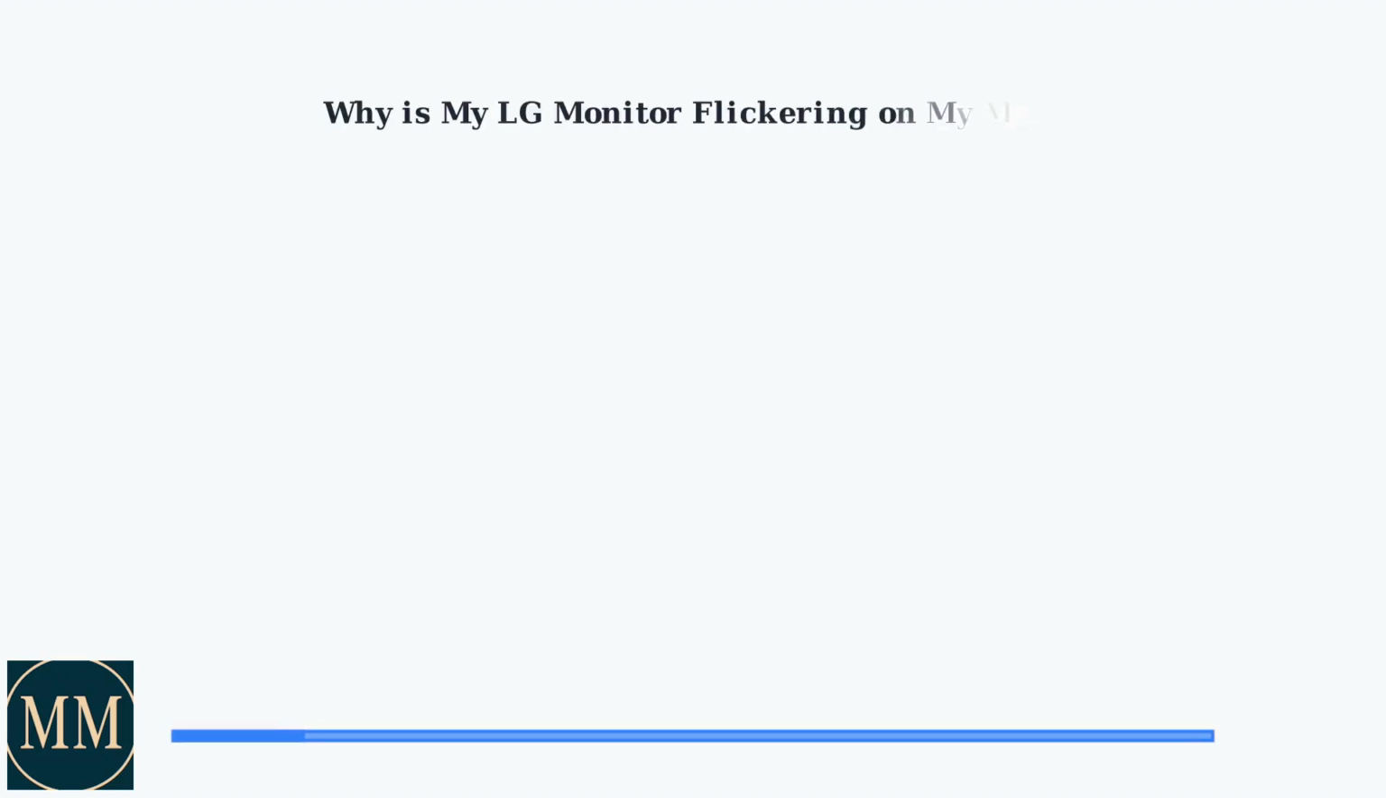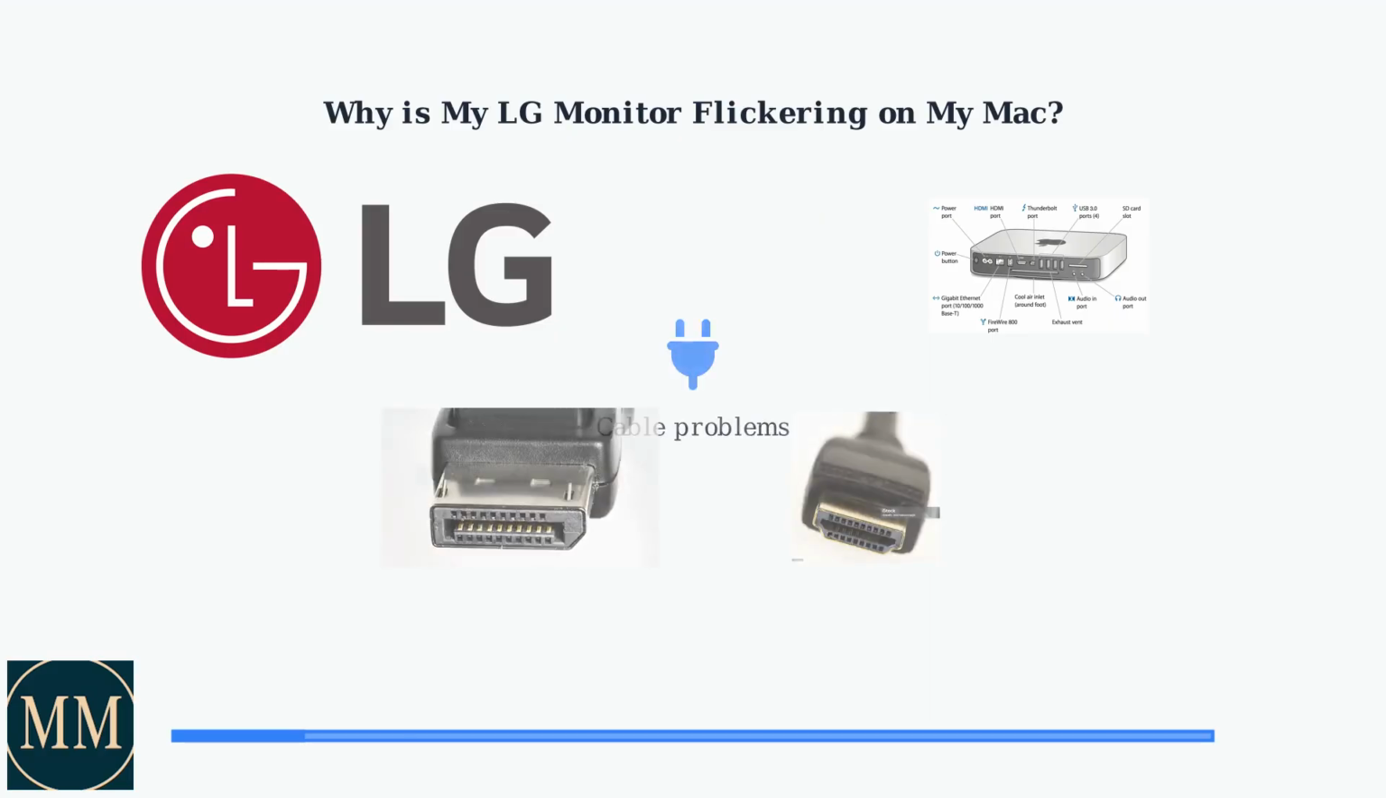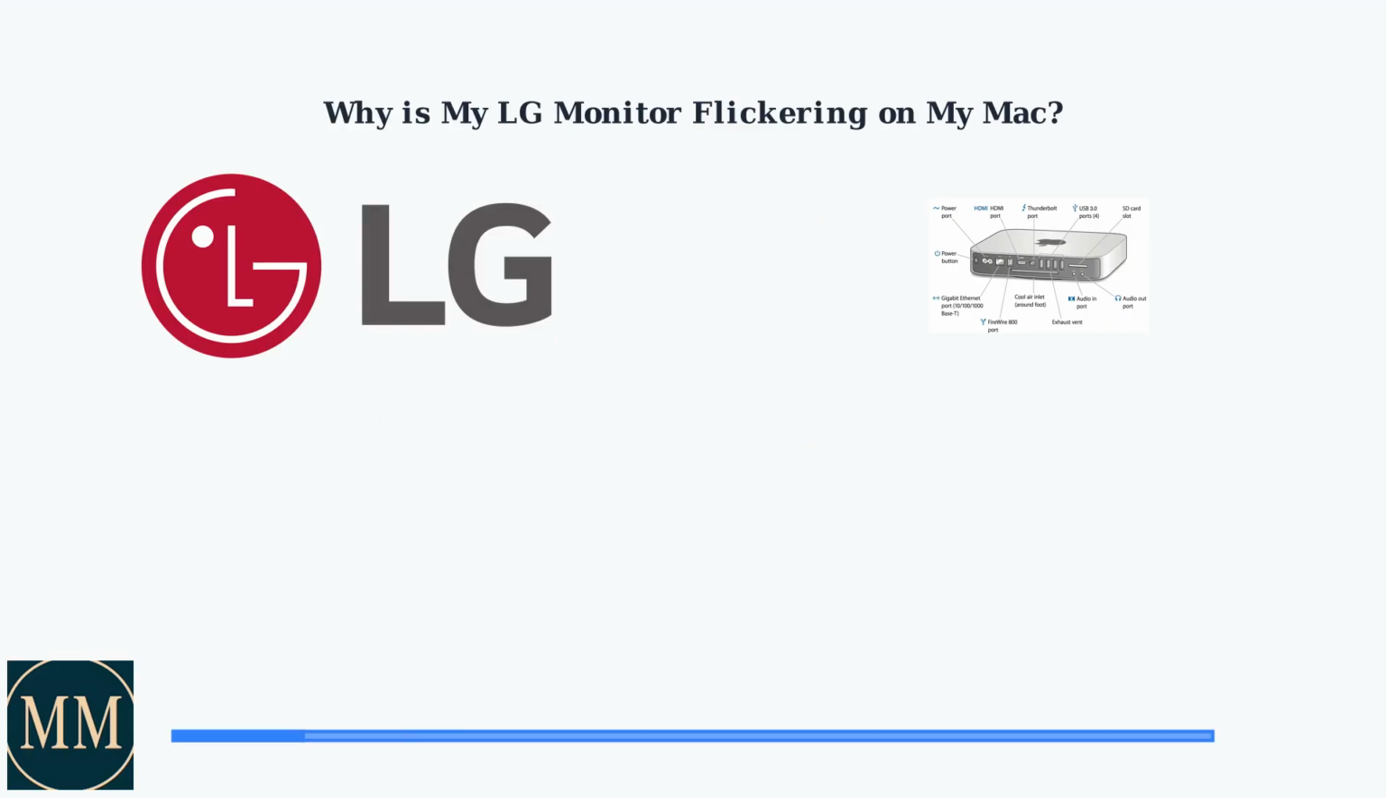LG monitor flickering on Macs is a common issue usually caused by refresh rate mismatches, cable problems, or macOS glitches. Often the Mac struggles with the monitor's default settings. Refresh rate mismatches occur when the monitor's high refresh rate conflicts with Mac settings. Cable problems happen with HDMI or DisplayPort connections that don't match Mac requirements. macOS glitches can cause flickering through display driver issues or system bugs. We'll cover how to troubleshoot these causes step by step to get your display stable.